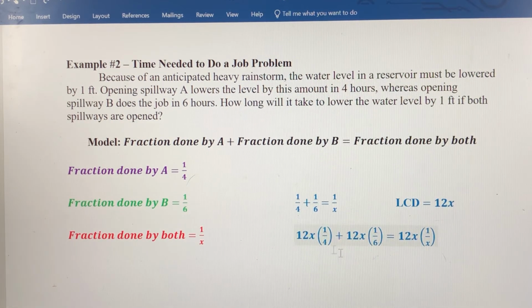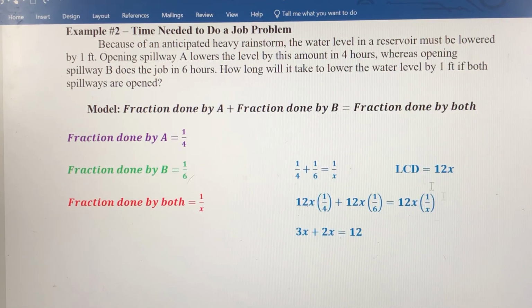So 12x times 1/4 is going to be 3x. 12x times 1/6 is going to be 2x. And 12x times 1/x, well, those x's cancel out, and I'm just left with 12, okay? So this pretty ugly equation here, just by multiplying by the LCD, becomes a very simple linear equation. 3x plus 2x equals 12, all right? So we get 5x equals 12, we're going to divide by 5, and x equals 12 over 5 hours. Okay, well 12/5 as a fraction in hours doesn't really do us any good, so let's make that a decimal. That gives me 2.4 hours.